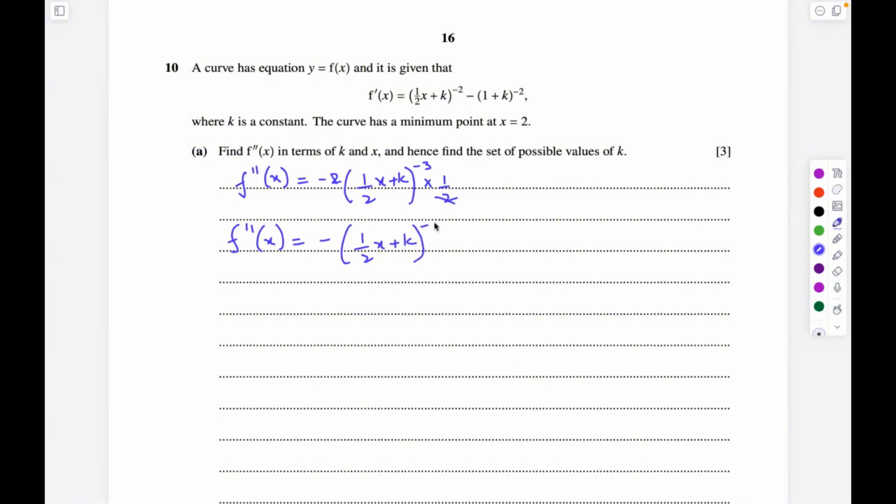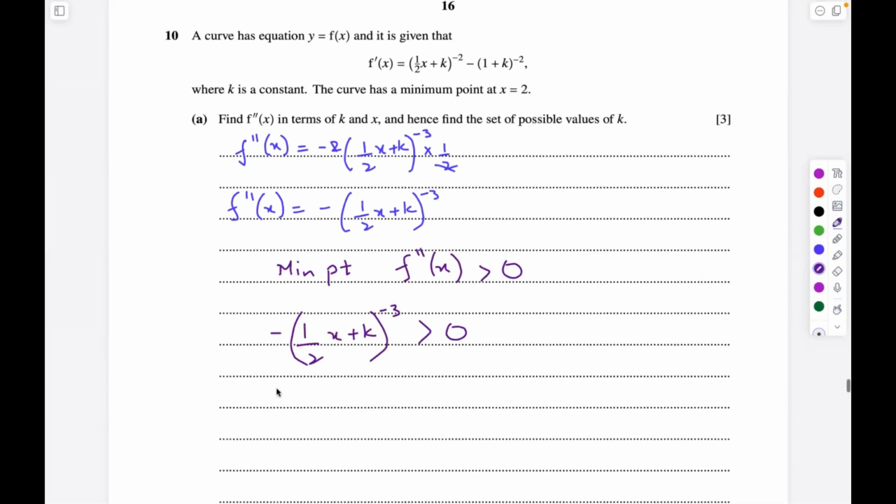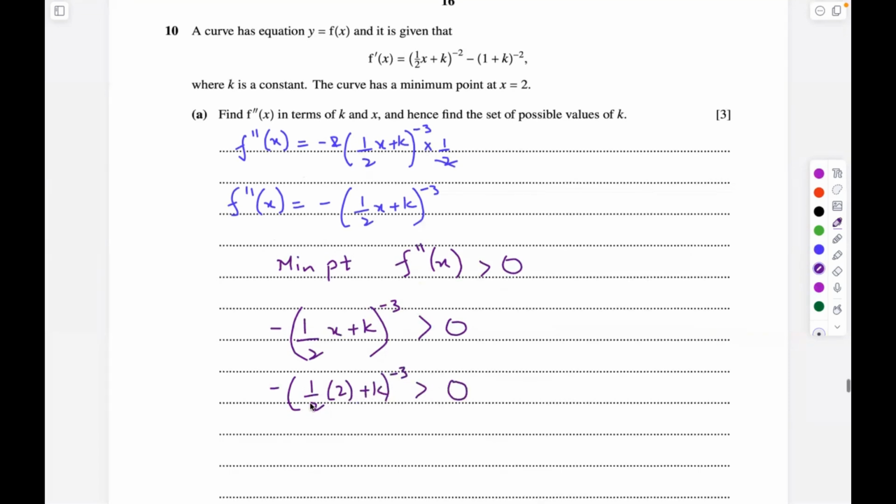Now, as we have to find the set of possible values of k, and it is a minimum point, what we should know is that at a minimum point, the double derivative of a function is greater than 0. So we'll write it as minus 1 upon (2x plus k) to the power minus 3 is greater than 0, and the value of x that we have to substitute over here is 2, so this will become minus 1 upon (2 into 2 plus k) to the power minus 3 is greater than 0. 2 and 2 will cancel out.